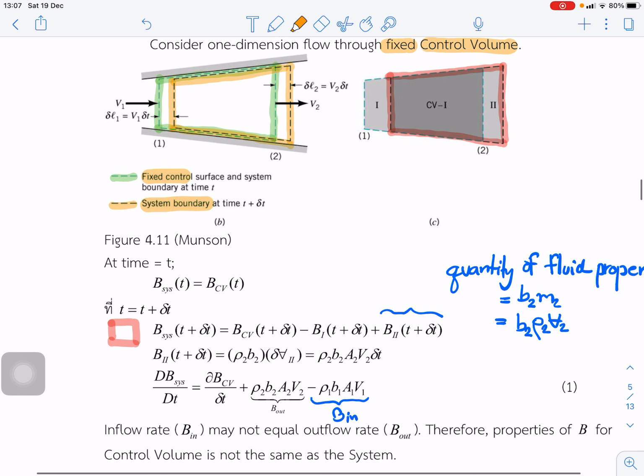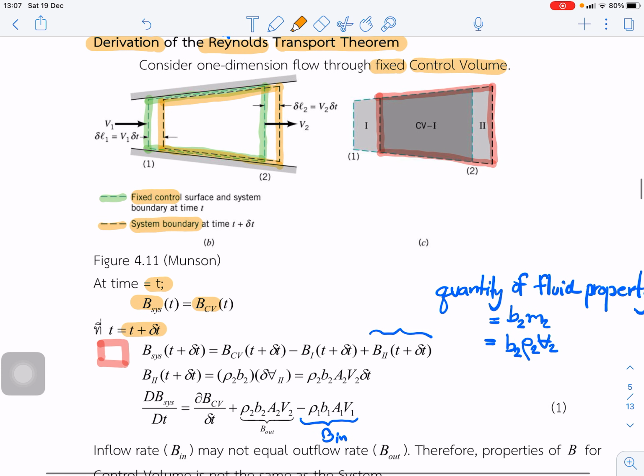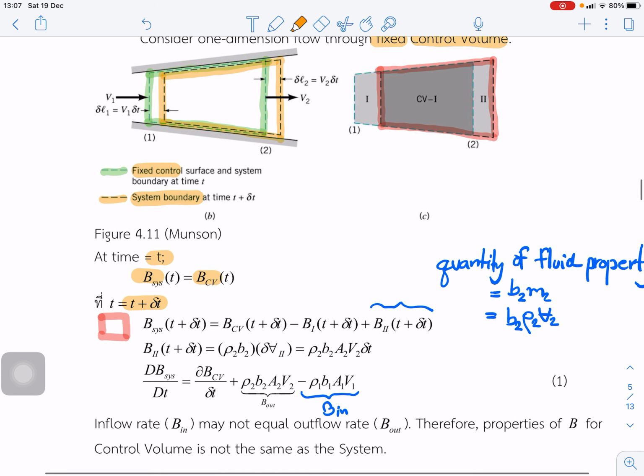At time t, the property B of the system and of the control volume are the same. At time t plus delta t, the system has moved, shown in red. So B system is equal to B control volume, minus B1, plus B2.